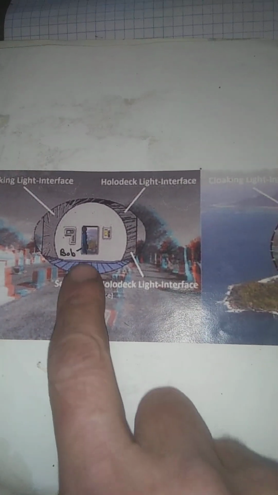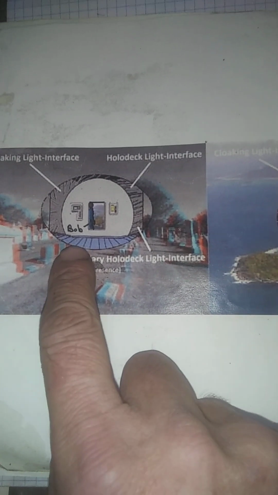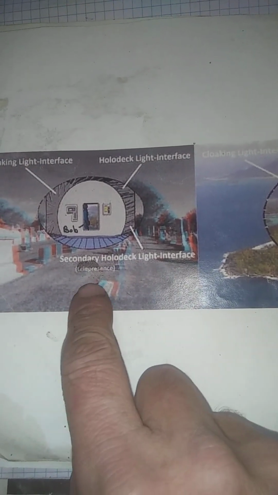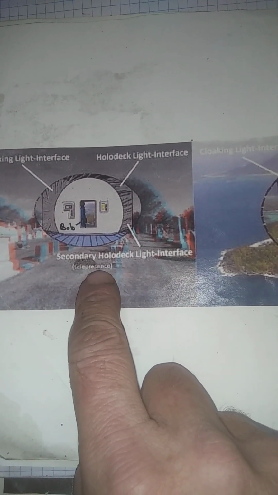And this is a more faithful one. There's Bob peeping out. There's Alice peeping out. And they're in their own individual portals. You have the cloaking light interface. You have the holodeck light interface. Then you have the secondary holodeck light interface. And telepresence. It produces telepresence.